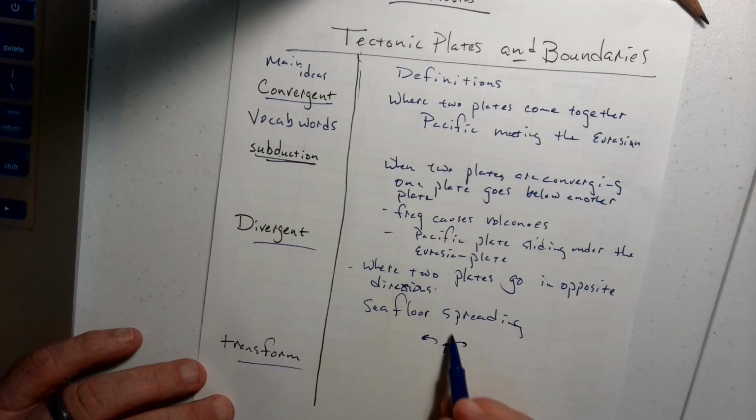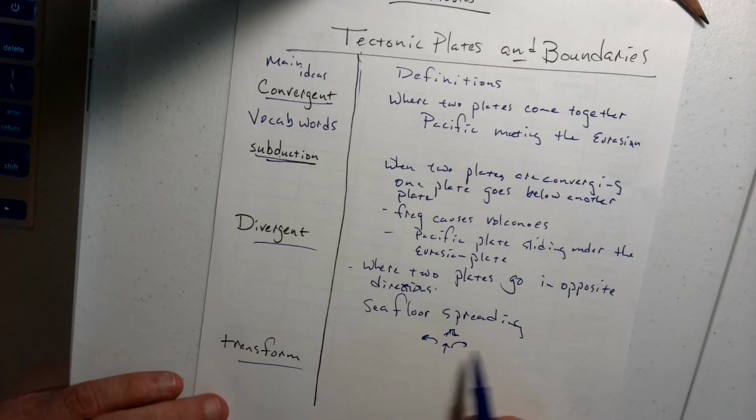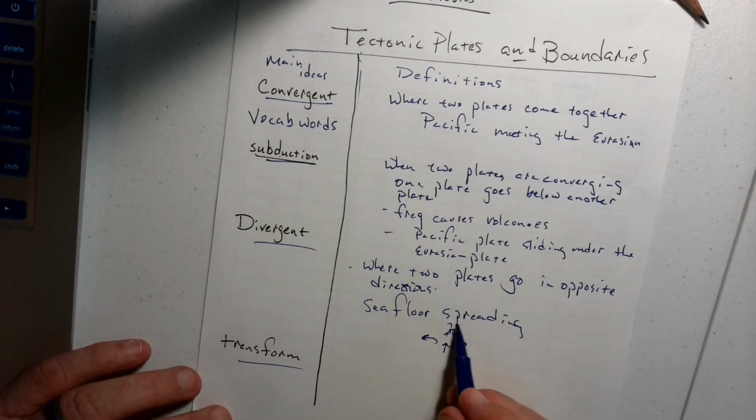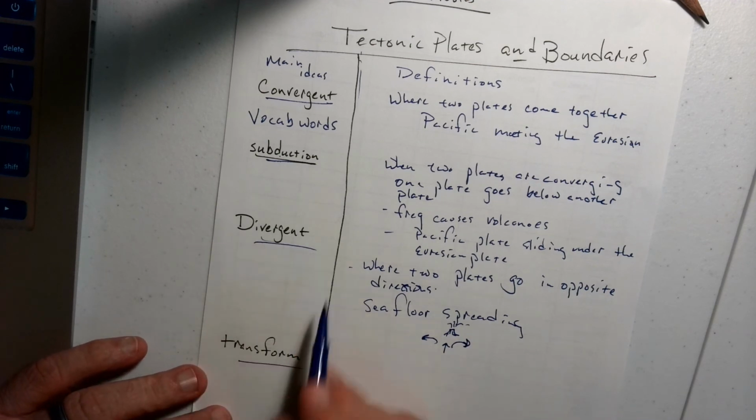Volcanoes come up because of the thin layer of mantle there. It's a weakness in the crust. The lithosphere is actually thinner there, and volcanoes can erupt where the plates are diverging, where they are divergent.